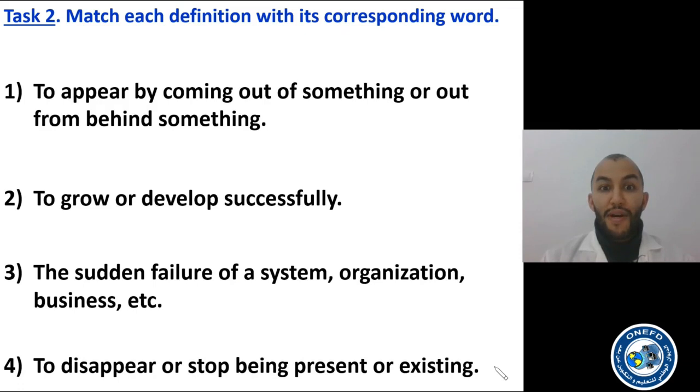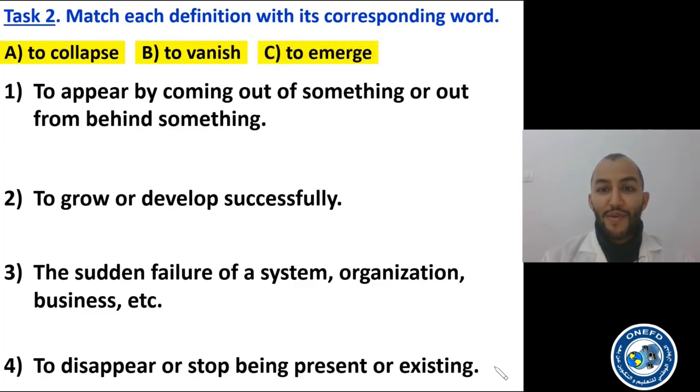Task number 2. Match each definition with its corresponding words. So here again we have 4 words. The same words that we have seen before. Collapse, vanish, emerge, and lastly, flourish. Okay, so 4 words, 4 definitions. So now we give you the definition, okay, and you match the word with its definition.